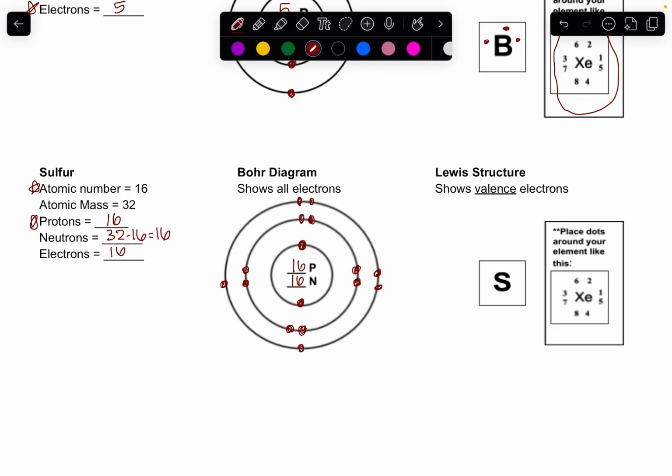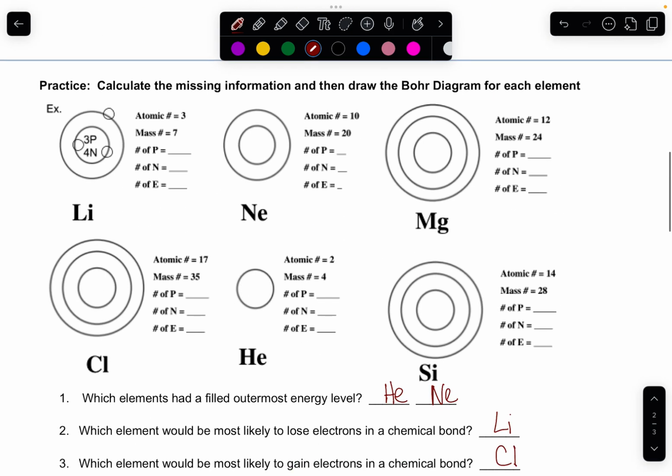I'm going to look at just my outer ring. I have 6 valence electrons for sulfur. So I'm going to place 1, 2, 3, 4, 5, and 6. Next page. All right, so lithium has an atomic number of 3.